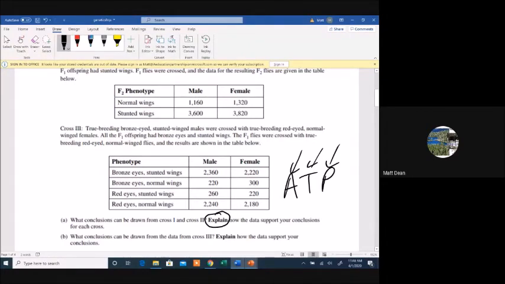ATP, address the prompt. So again, first question: what conclusions can be drawn from cross 1 and 2, and explain how the data support your conclusions? They're going to give you data on all these questions, and they're expecting you to talk about that data when you answer. So again, explain using the data. That's important. So let's look at cross 1 and 2. Let me scroll back up a bit.